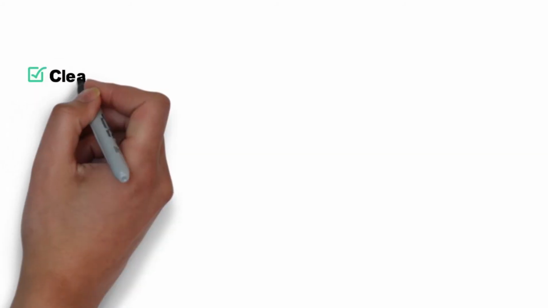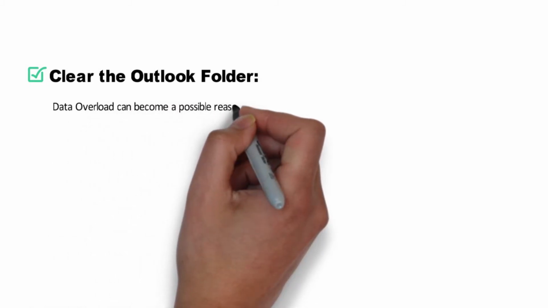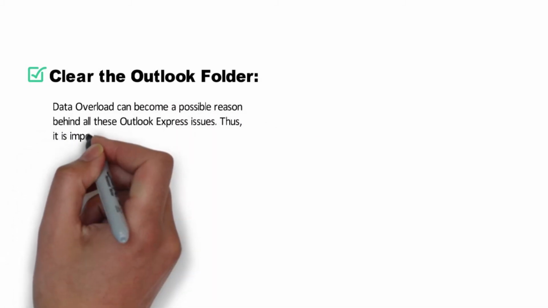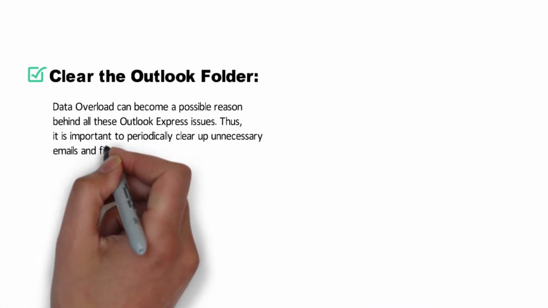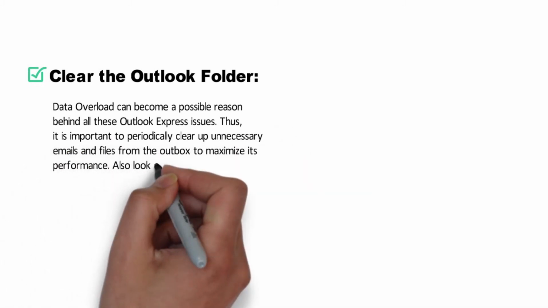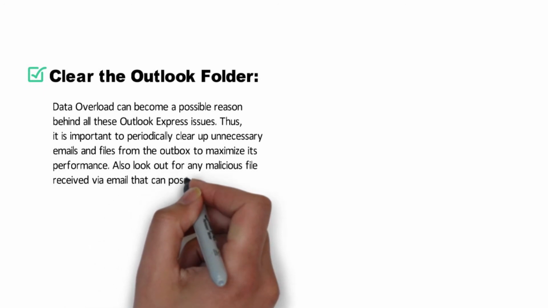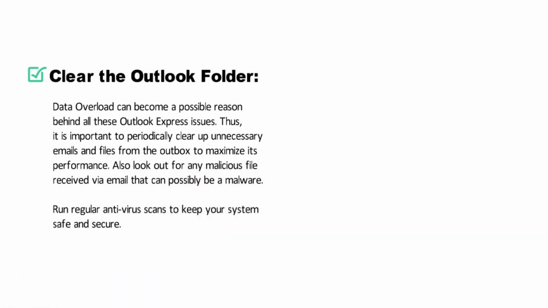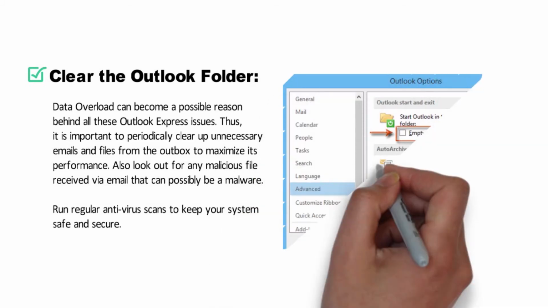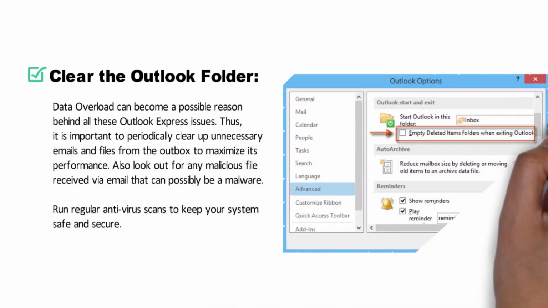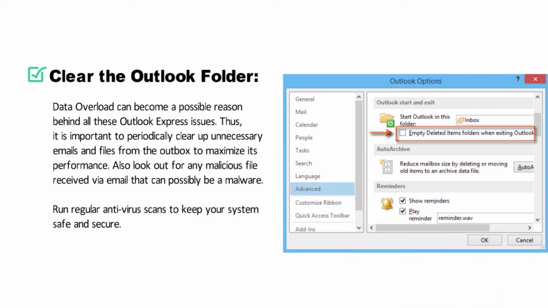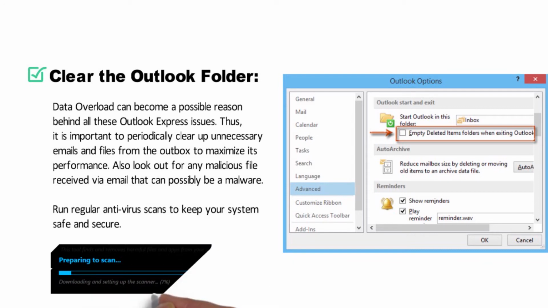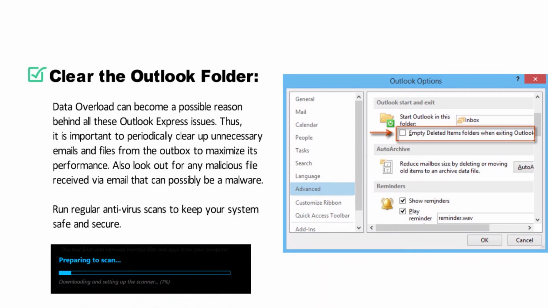Third, clear the Outlook folder. Data overload can become a possible reason behind all these Outlook Express issues. Thus, it is important to periodically clear up unnecessary emails and files from the Outlook folders to maximize its performance. Also, look out for any malicious file received via email that can possibly be a malware. Run regular antivirus scans to keep your system safe and secure.